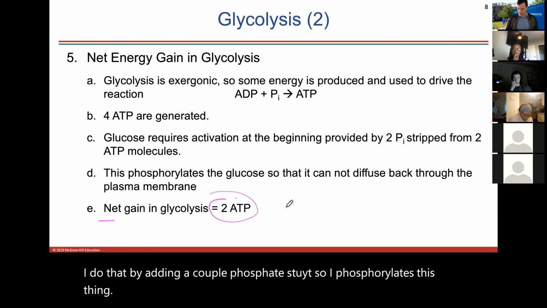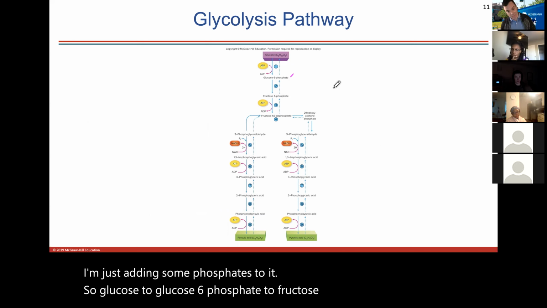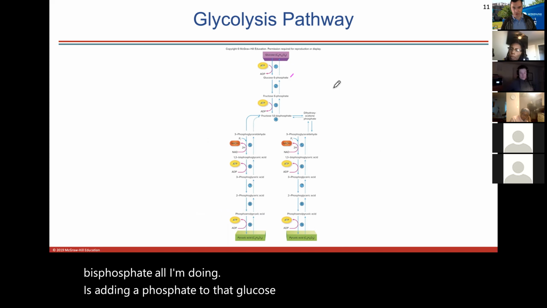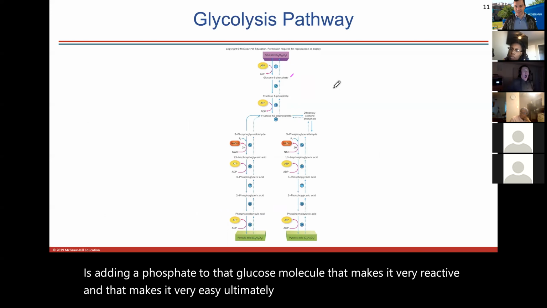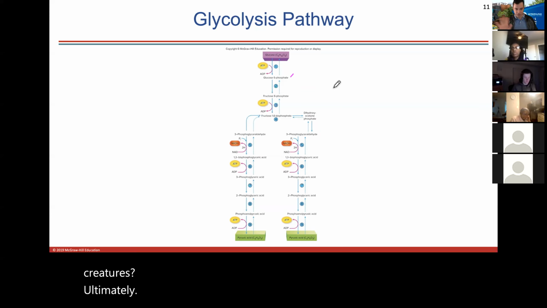Okay. If I go over here, I'm just adding some phosphates to it. So glucose to glucose 6-phosphate to fructose 6-phosphate to fructose 1,6-bisphosphate. All I'm doing is adding a phosphate to that glucose molecule. That makes it very reactive, and that makes it very easy ultimately to split into 2 3-carbon creatures. Pyruvate, ultimately. Whether or not you know all the intermediates, I don't really care. I'm not going to ask.